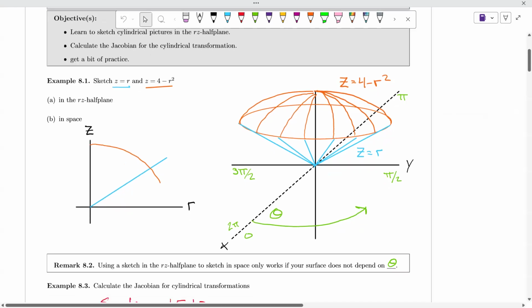If our shape did depend on theta, we could pick a specific half plane where theta is equal to some value and then sketch out what it would look like in that specific plane. But with these two guys, theta did not matter.